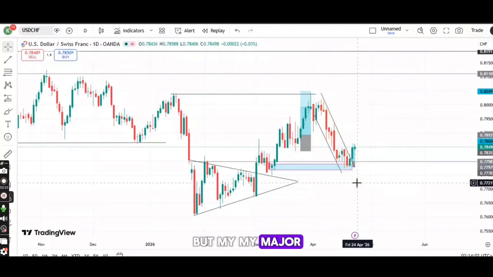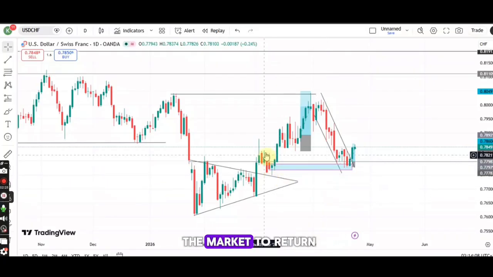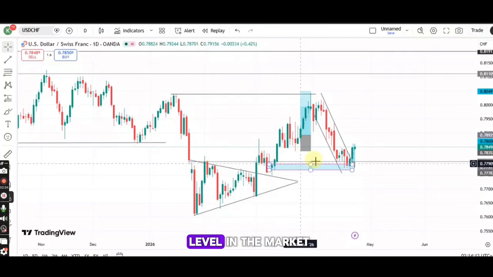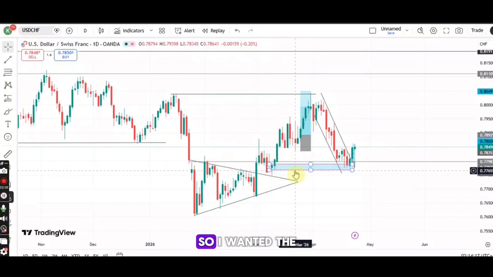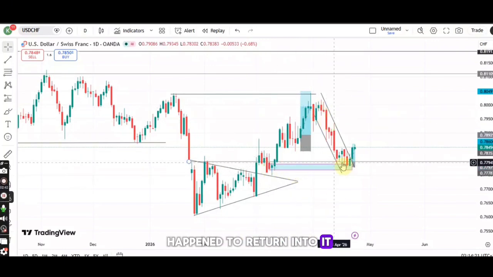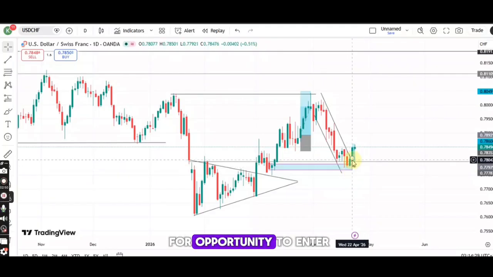But my major lookout is that I want the market to return to this particular level. This is a support level in the market, and there is also another block here. So I wanted the market, this correction that happened, to return into it. That is exactly what happened. When the market returned into it, the next thing I had to do is to look out for an opportunity to enter the market.